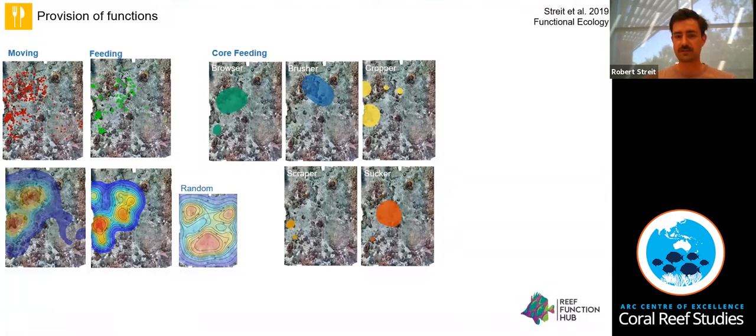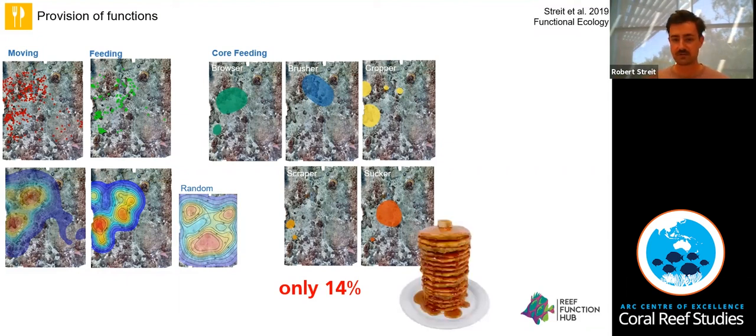I then averaged that space of core feeding across all functional groups and all of my study sites. And I found that only 14% of available reef was used for that high impact core feeding. So only that important ecological function of algae removal was really compressed into only 14% of space. So that shows that the pancakes really are quite small. They only cover 14% of the plate. But what we also need to understand is, are they stacked or not?